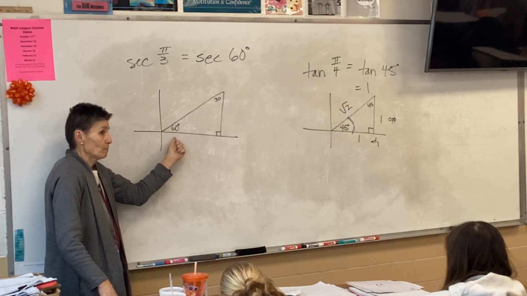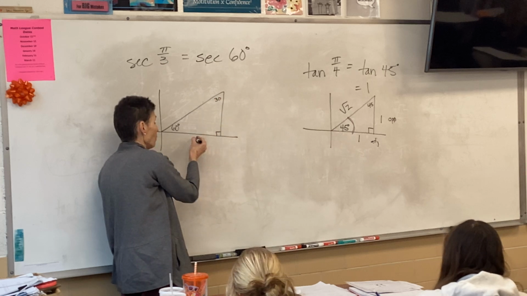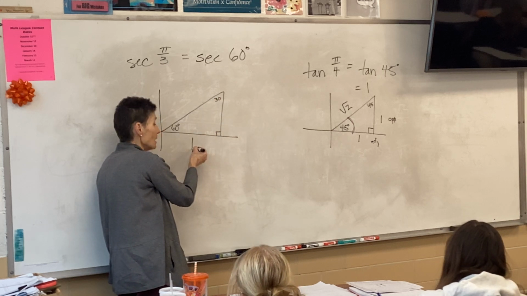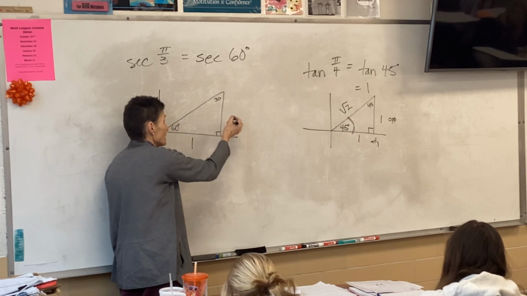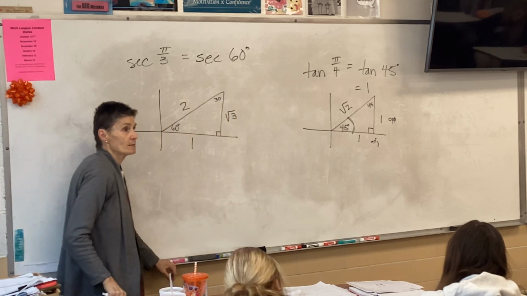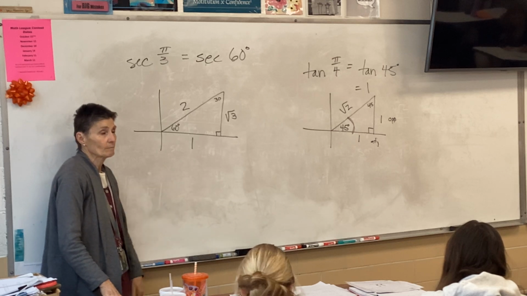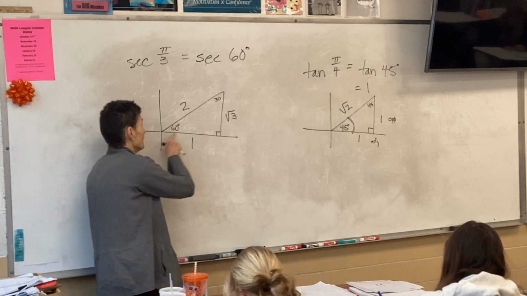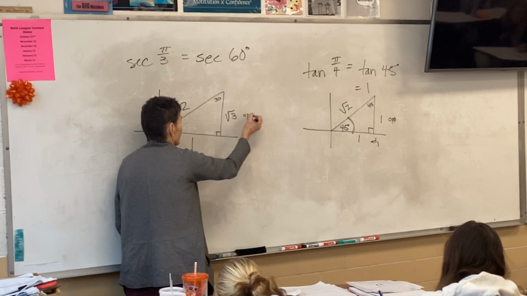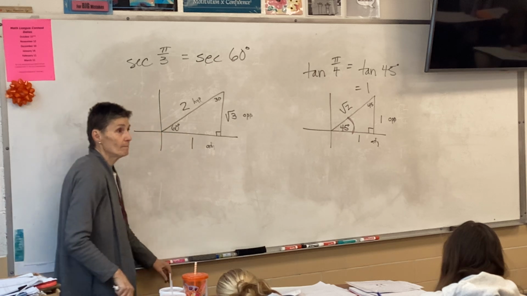Here we go, gotta label these sides. Across from the 30 is always 1. Across from the 60 is always root 3, and the hypotenuse is always 2 in a 30, 60, 90. Here's my opposite, my adjacent, my hypotenuse. All good?